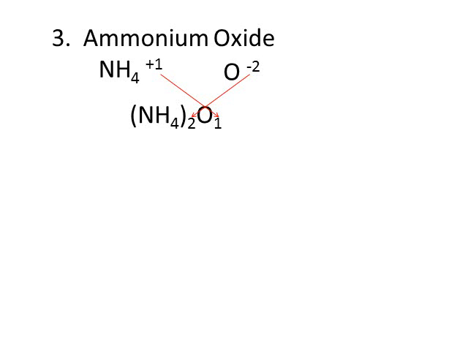Notice we have put ammonium into parentheses. (NH4)2O1. Whenever you have more than one polyatomic ion, you must always put it in parentheses. Again, we don't need the 1 beside O because it's understood to be 1, so we just rewrite it as (NH4)2O.